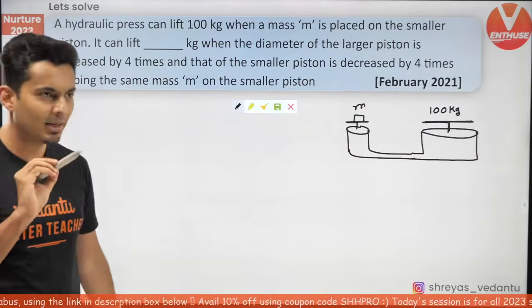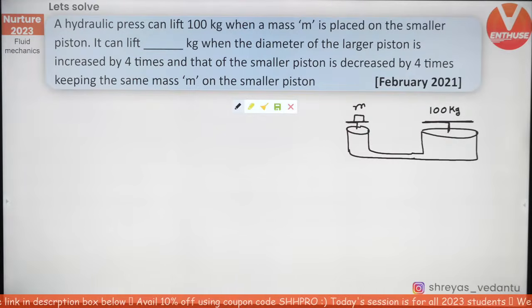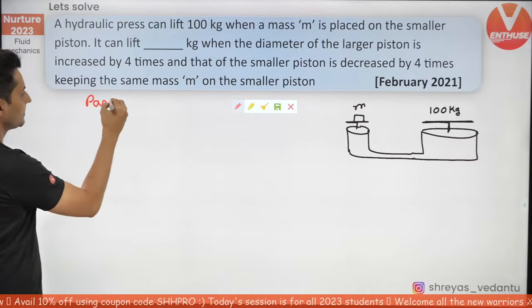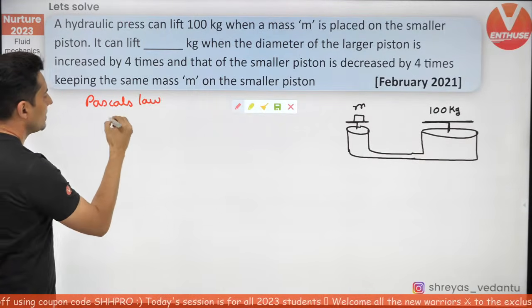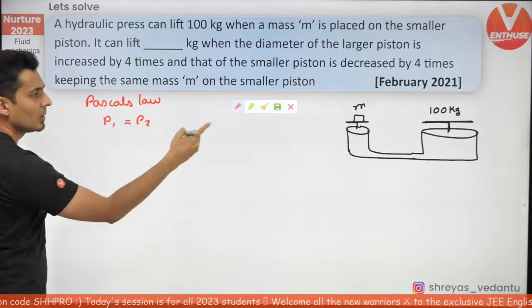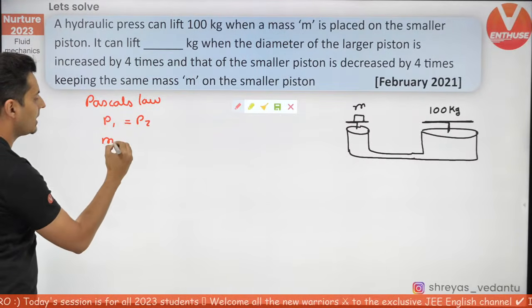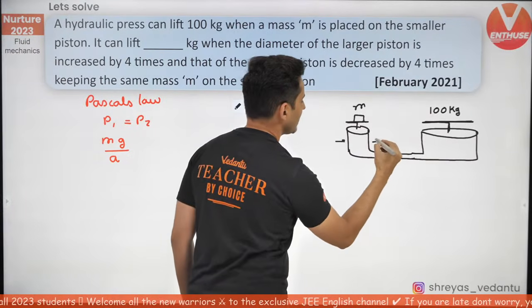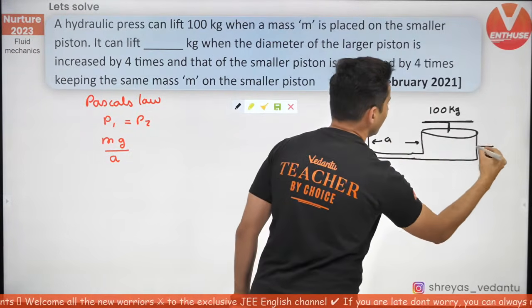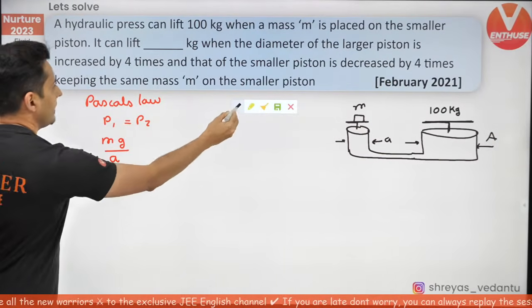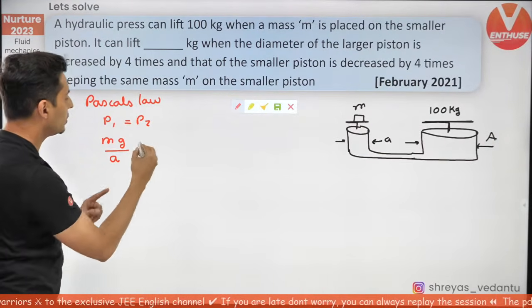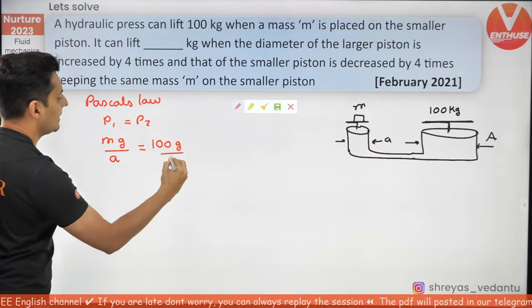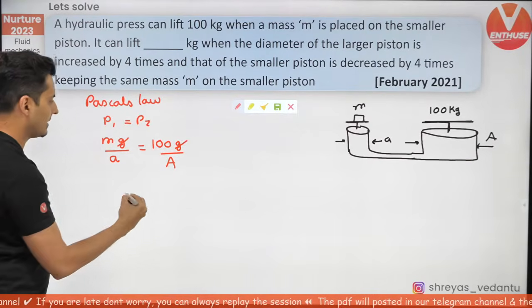The time is up. Now let's calculate this. In Pascal's law, I told you, pressure at point 1 will be pressure at point 2. Pressure at point 1 will be mg divided by the smaller area. Here the area will be smaller and here the area will be larger. And pressure at point 2 will be that force, 100 g, divided by that larger area. Anyways, g gets cancelled.